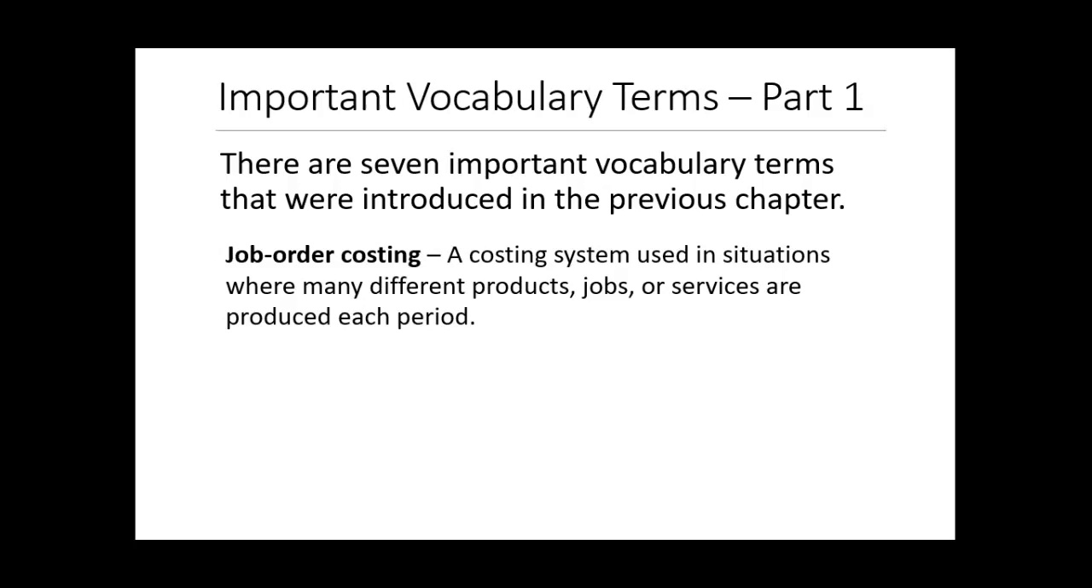So when you have a job order costing system, this is a costing system used when a company may produce a variety of different products or offer different types of services. And when we focus on what is the cost we're going to assign to each individual job or for each individual service.